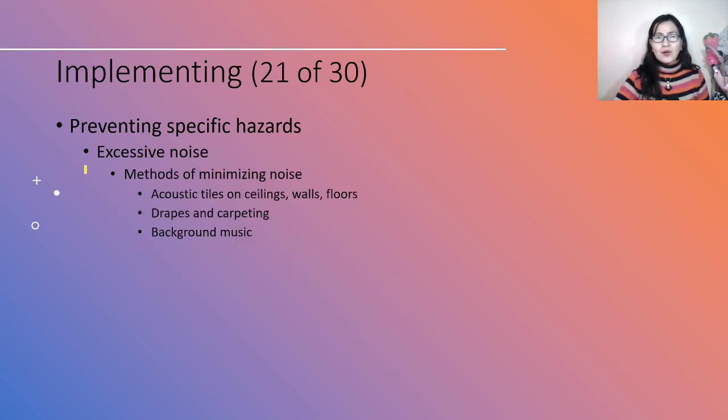Okay, so in minimizing the noise, we can teach the clients how to design their homes, and suggest acoustic tiles on ceilings, walls, floors; drapes and carpeting can also help. Background music can help, okay, very slight.